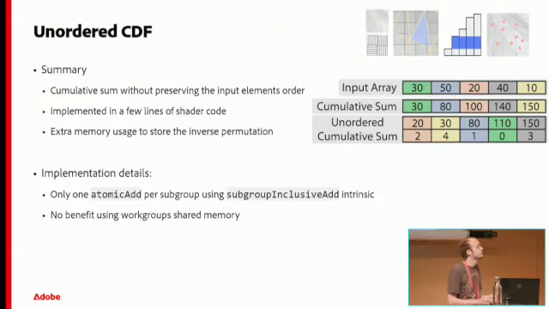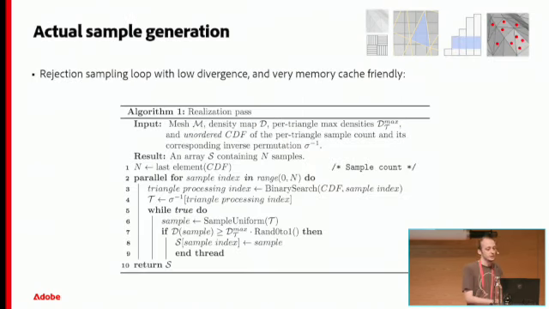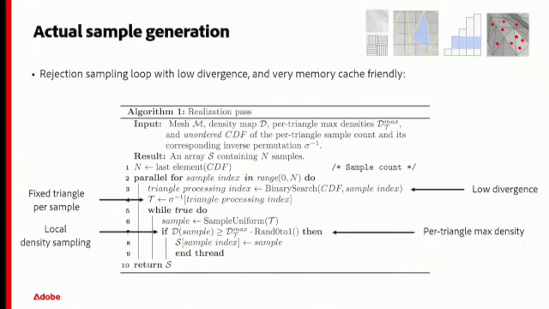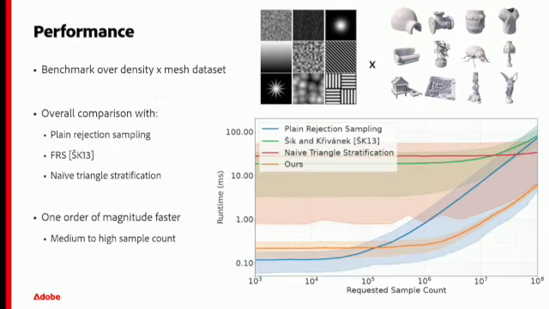A little bit of implementation detail: here it requires one atomic operation per thread, but of course we can simplify this in the rejection pass by just using subgroup intrinsics. So, not looking at the actual sample generation, it's just a simple rejection loop, but with very low divergence and very memory-cache friendly, because basically a bunch of threads are processing more or less the same triangle at the same time within the same subgroup, and are doing memory fetches into the same local region in texture space. So that's very efficient.